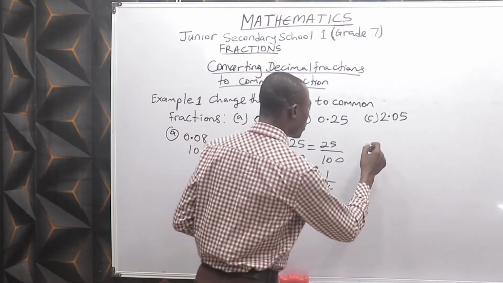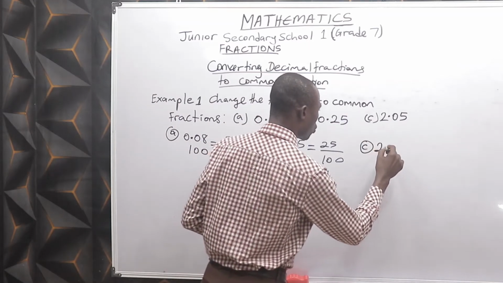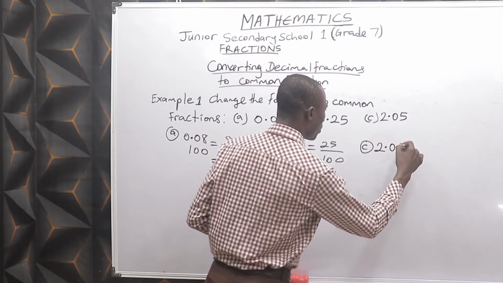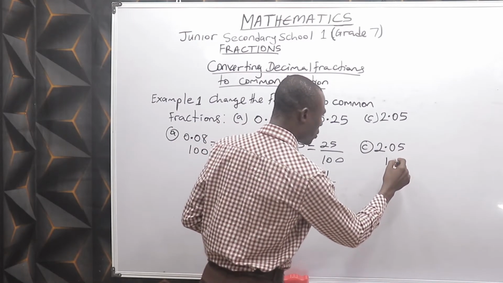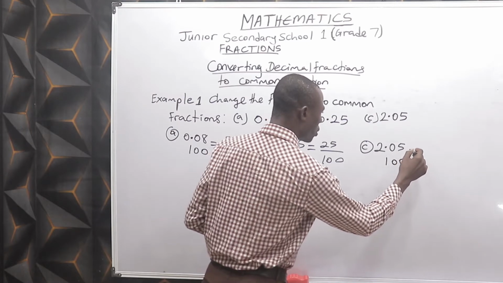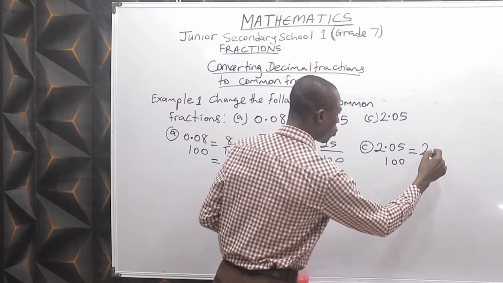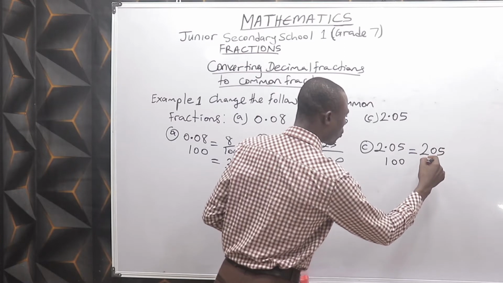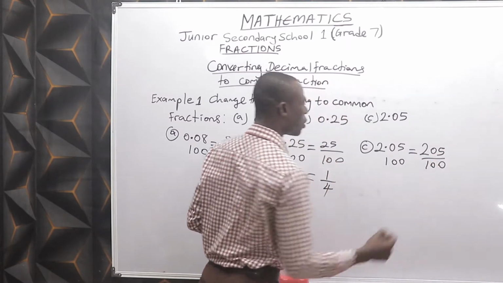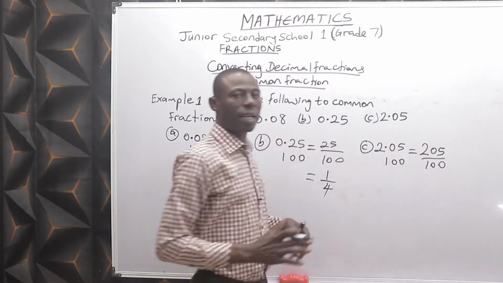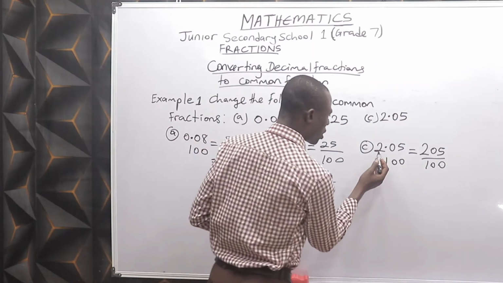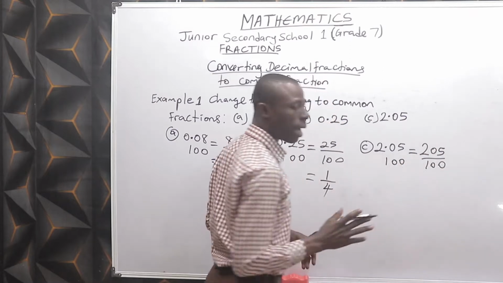And finally, the C part, which is 2.05. It's just like we write 205 over 100. When we write it like this, we don't put the decimal point again. So the decimal point between the 2 and 0 is no longer there.